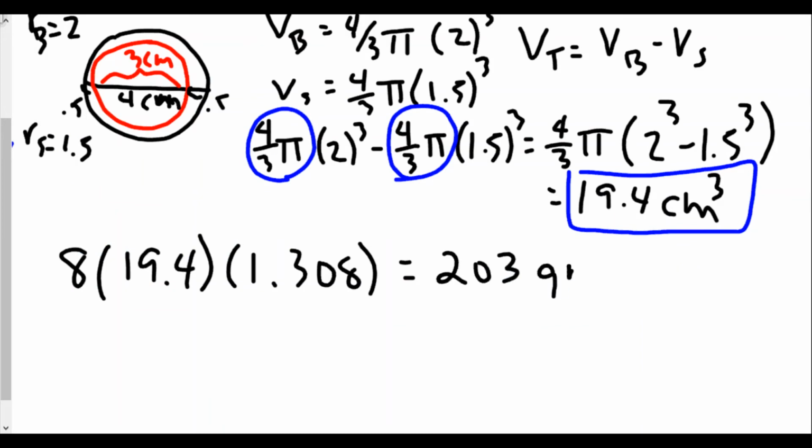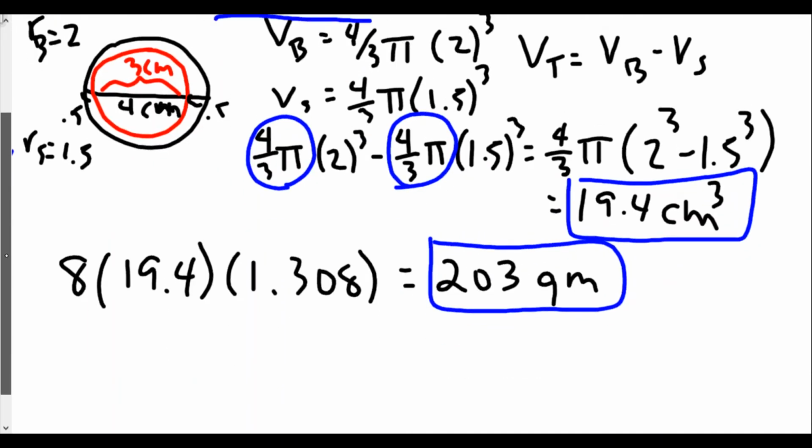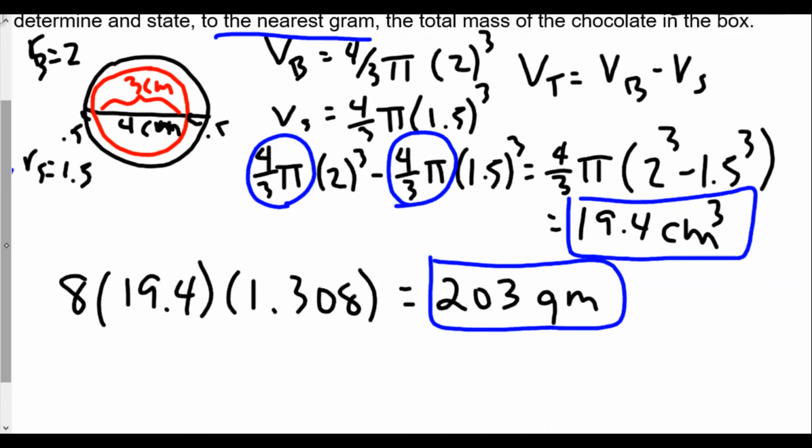And that's going to be the second part, because the question is asking for the nearest gram of the total mass of the chocolate. So now the question would be, what if I use the non-rounded value? Okay, so we have 203. What if instead of the 19.4 we use the original, pre-rounded value?